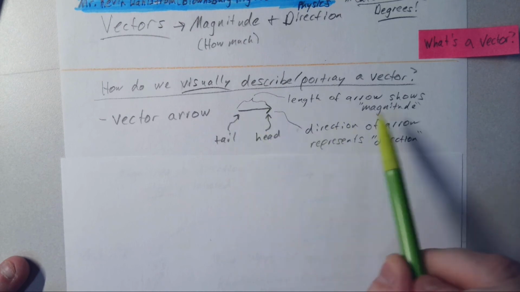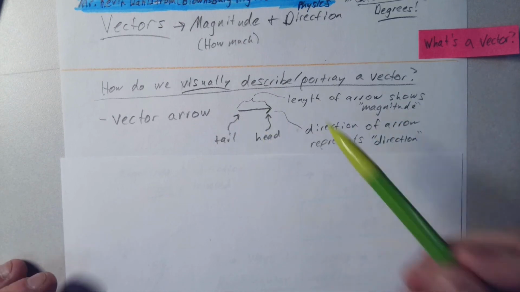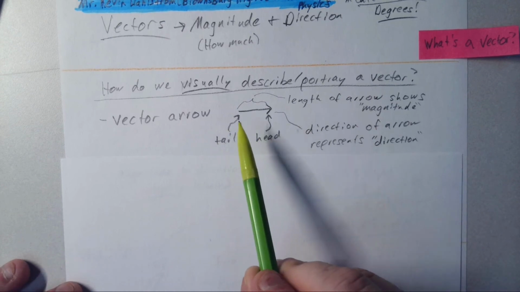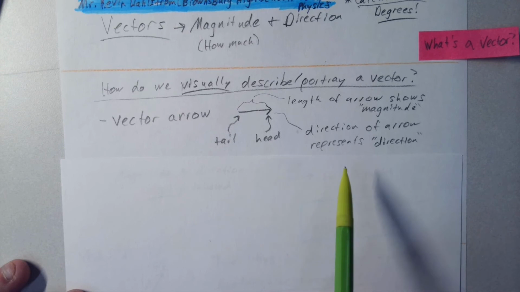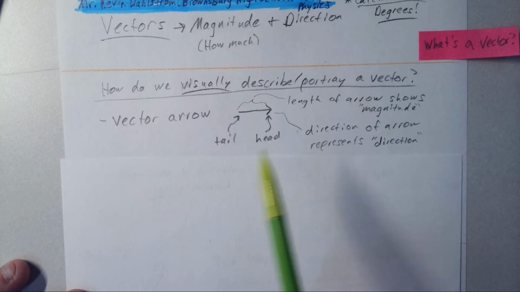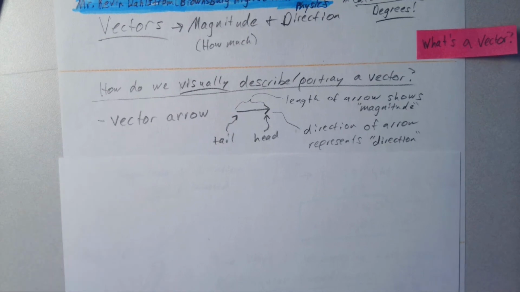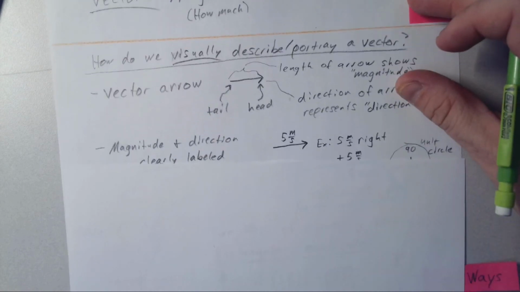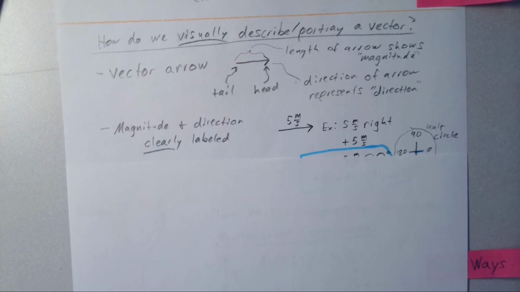Also, the length of the arrow shows the magnitude. It's not something that you're measuring with a ruler, but if I'm trying to show something that is 3 meters, and I'm showing 6 meters, it should be double that. Or if I want it going to the left, it should be facing the other direction. So the direction of the arrow represents direction. How surprising. That's one way of describing what a vector arrow is. Also, the magnitude and direction should be clearly labeled.